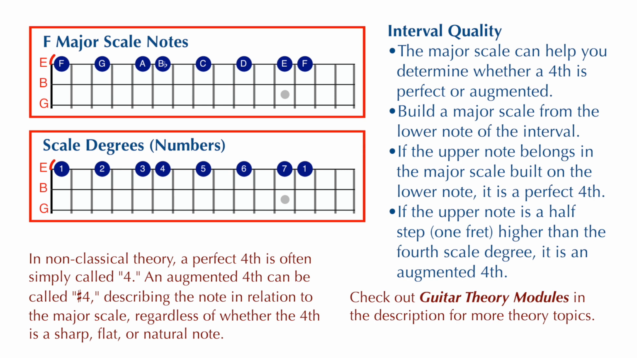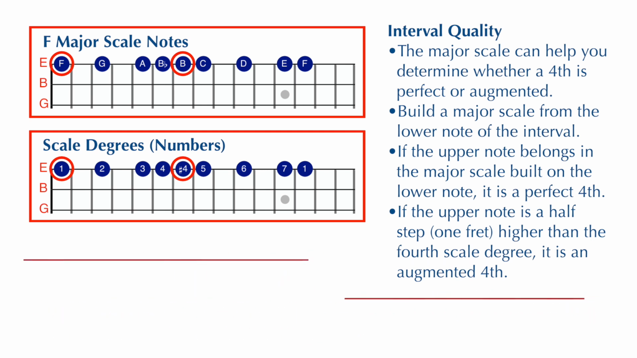For example, F and B flat are a perfect fourth apart. A non-classical musician might refer to this B flat as the 4. Raise that B flat to B natural, and you have an augmented fourth, which a non-classical musician might call sharp 4. That being said, I'm going to use the terms perfect and augmented fourth for this lesson.